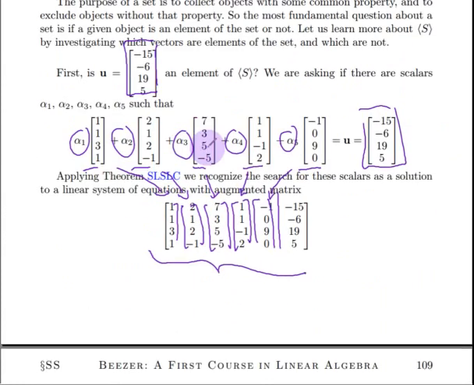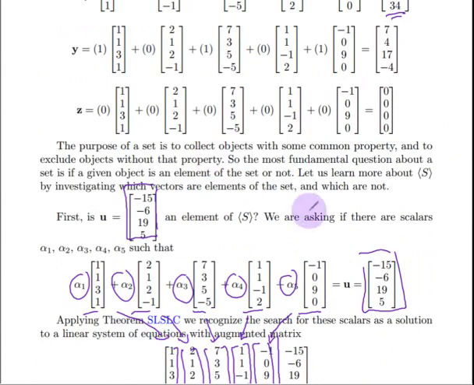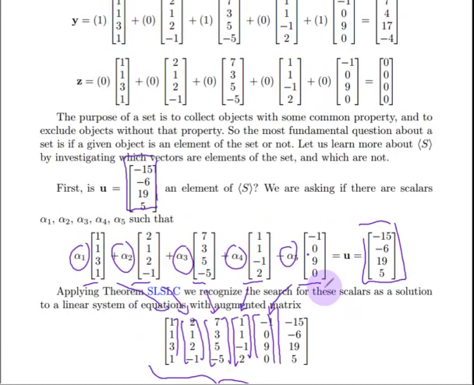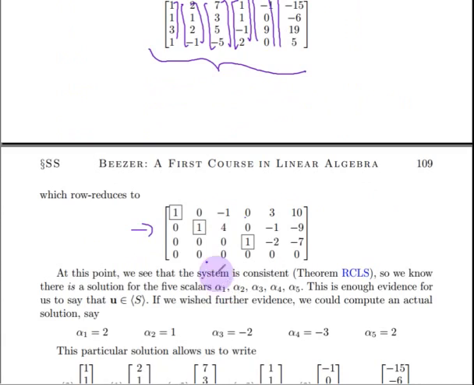So the original question was, is it possible to express this vector here, minus 15, minus 6, etc., as a linear combination of these vectors here? It's possible if and only if we can find a solution. And this form of the reduced matrix guarantees that we can find a solution. Let's give an example. To find a solution, you'd set values for the two free variables.